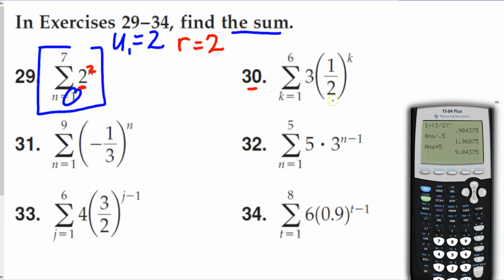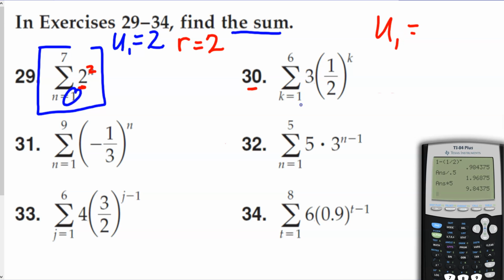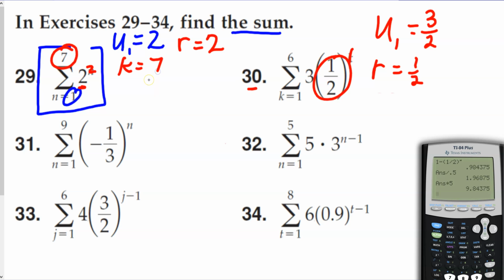So in problem number 30, the first term is whatever you get when you put 1 in for k. 1/2 to the first power is 1/2, times 3 is 3/2. The ratio is 1/2. So once you figure out the u 1, and the r, the k is given to you right here. Then you just put all those numbers into that formula, which is u 1 times 1 minus r to the k over 1 minus r.